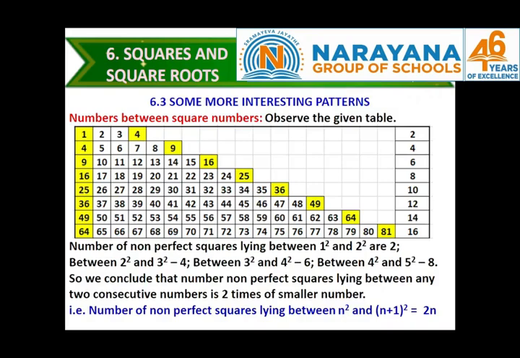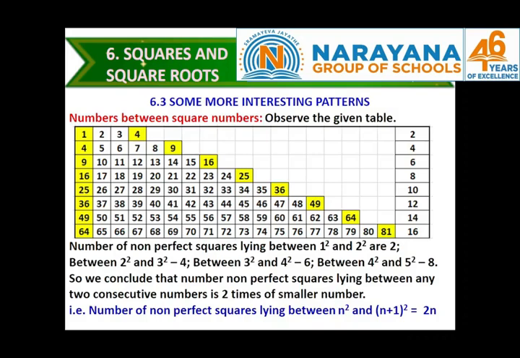Here, the number of non-perfect squares lying between 1 square and 2 square is 2, 2 square and 3 square is 4, 3 square and 4 square is 6, 4 square and 5 square is 8, 5 square and 6 square is 10, 6 square and 7 square is 12, 7 square and 8 square is 14, 8 square and 9 square is 16. So what is your conclusion? We conclude that the number of non-perfect squares lying between the squares of any two consecutive numbers is 2 times the smaller number.